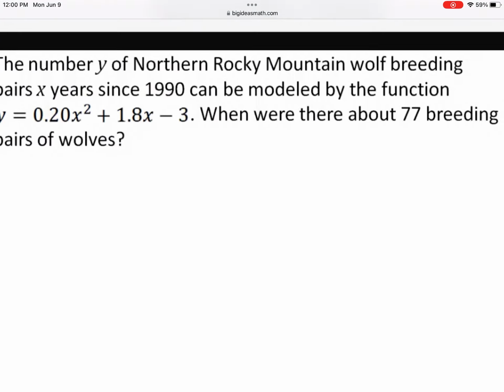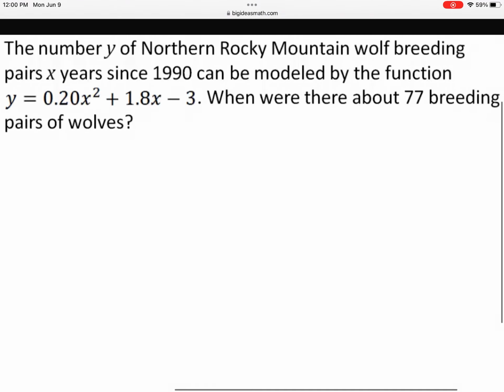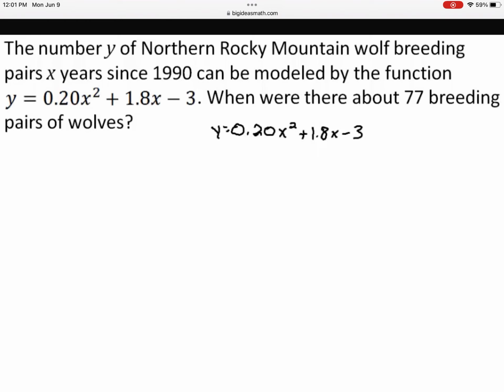The number y of northern Rocky Mountain wolf breeding pairs x years since 1990 can be modeled by the function y equals 2/10 x squared plus 1 8/10 x minus 3. When were there about 77 breeding pairs of wolves? To determine when there were 77 wolf breeding pairs, find the x values for which y equals 77. So begin by substituting 77 for y in the given function.